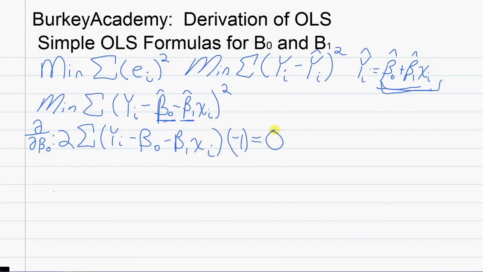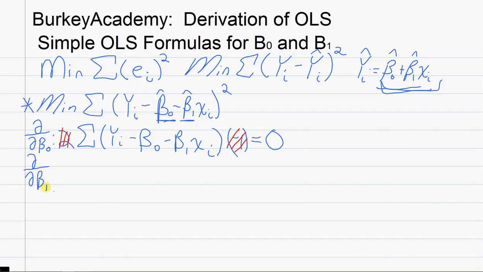So now let's go ahead and clean this expression up just a little bit. Because this expression is equal to 0, we can divide both sides by 2, and that will get rid of the 2. We can divide both sides by -1, and that will cancel out the -1. So this is a little bit simpler expression to work with here. Now, let's take the derivative of this expression with respect to beta 1.